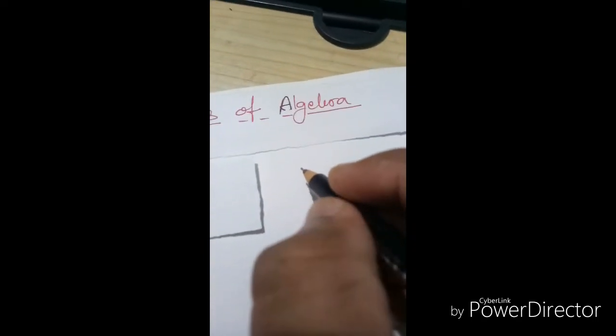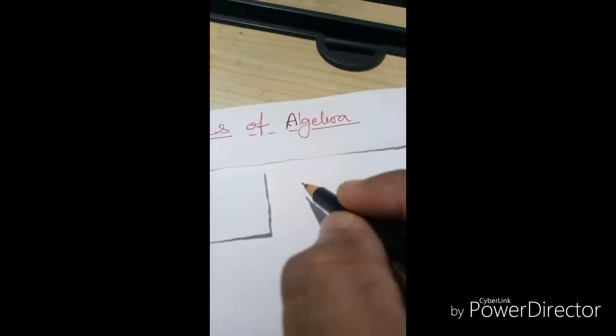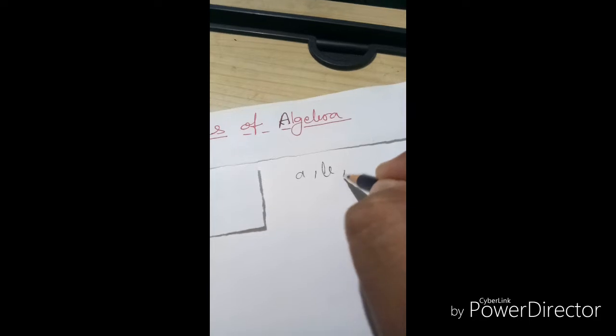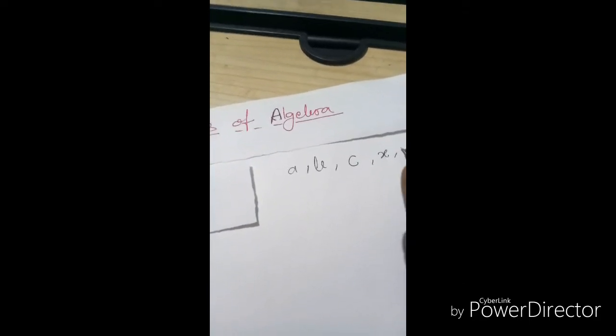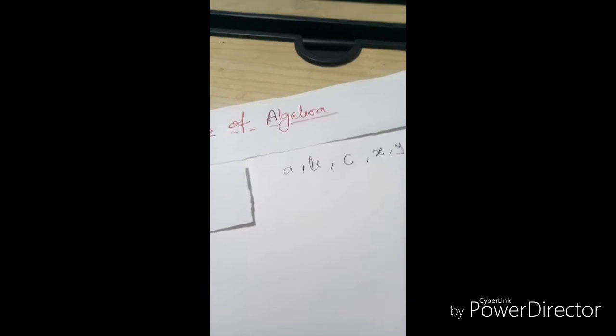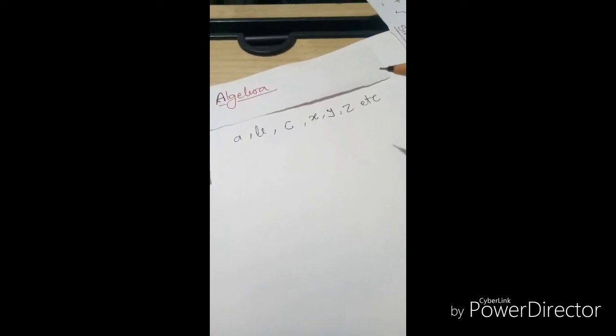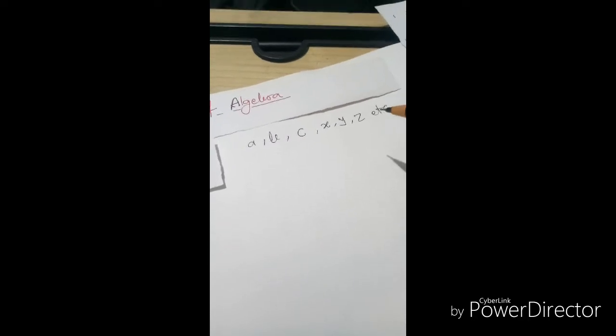We use alphabets, letters, like A, B, C. These are the letters we use, and world famous are X, Y, Z, and so on. You can use any of these alphabets, not only A to Z, but these are the ones mostly used in algebra to find the missing things. So let's move to the next part.